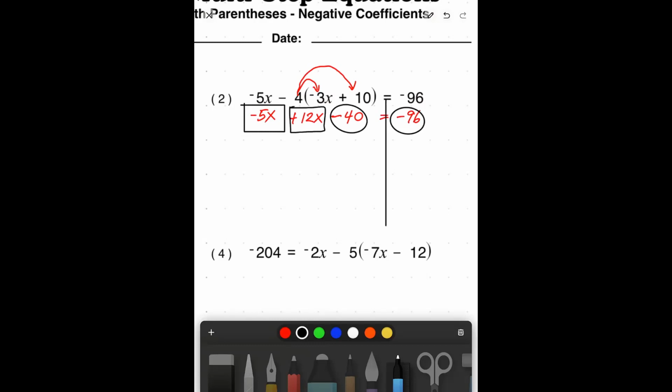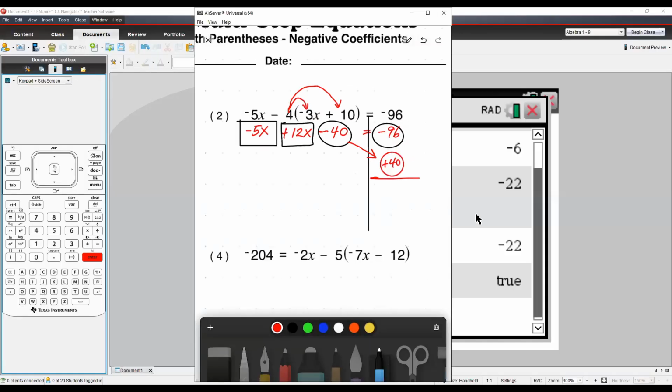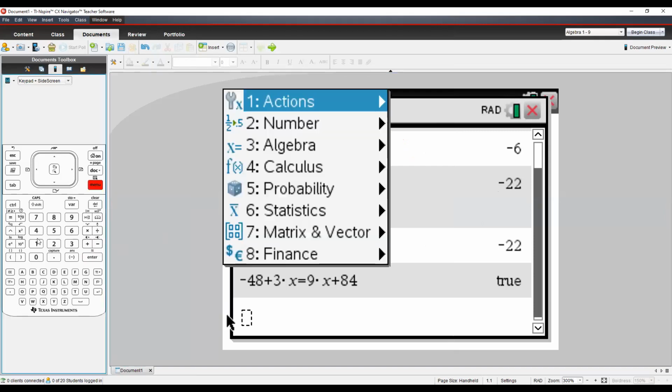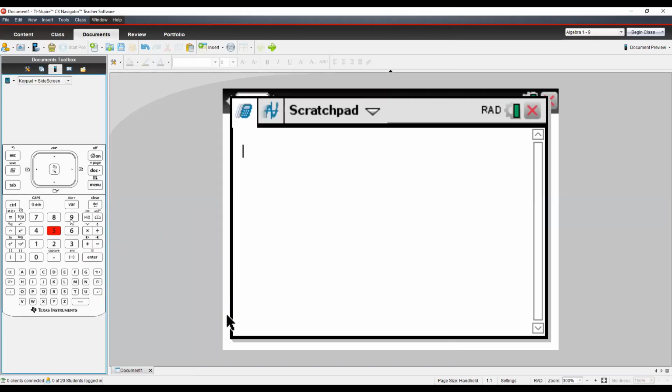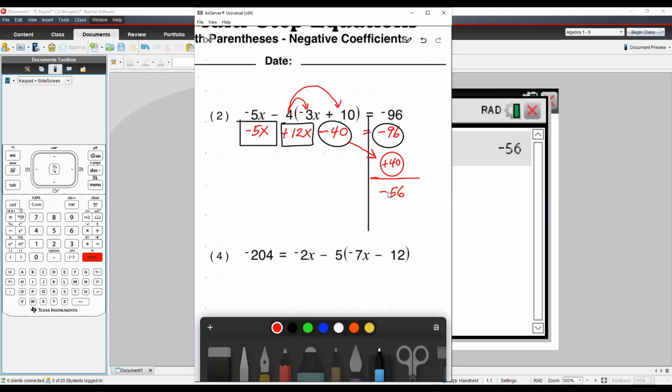Now this one is easier. So I'm going to take this -40 and bring it over here and make it a positive 40. So now I'm going to combine these over here on the right hand side. So I have -96 plus 40. So watch this. This is going to be -96 plus 40. Enter. That's -56. So that's gonna be a negative 56.